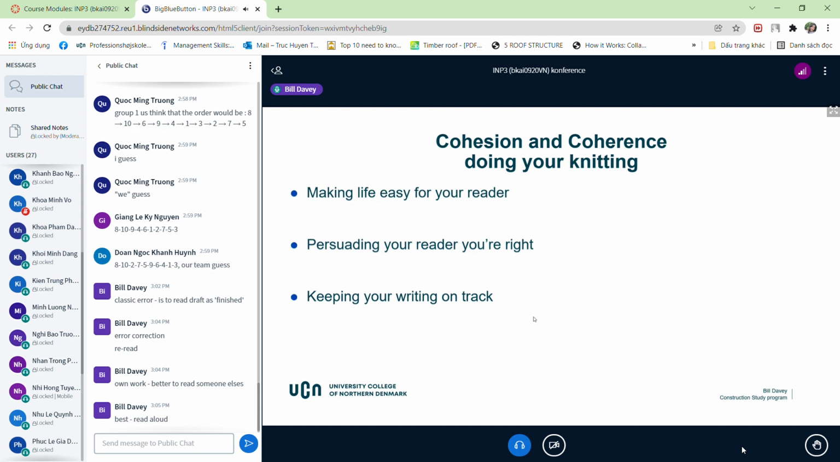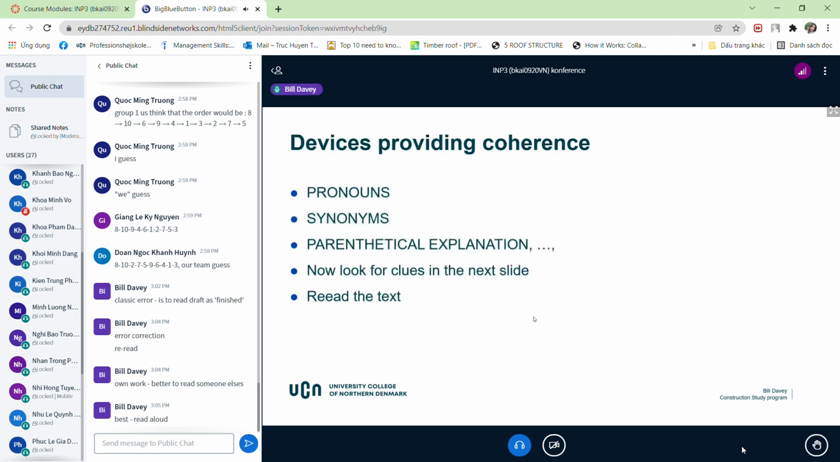Why do you have these cohesion and coherence devices? Well, we've talked about them before. They make life easy for your reader. They persuade your reader you're right, and they help to keep your writing on track. And what are they? Well, they are things like pronouns, and of course we've just mentioned pronouns. So typically you would use we, and you might use I, but that would be in your own problem formulation. You use synonyms. These are words that mean the same as.